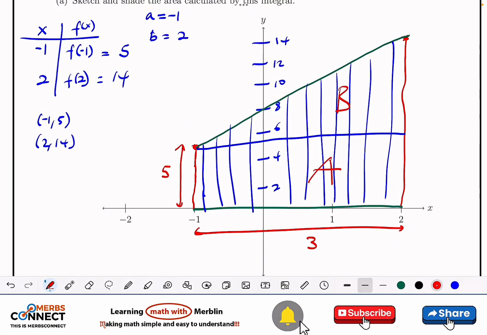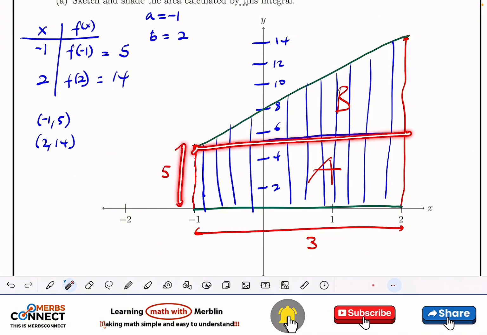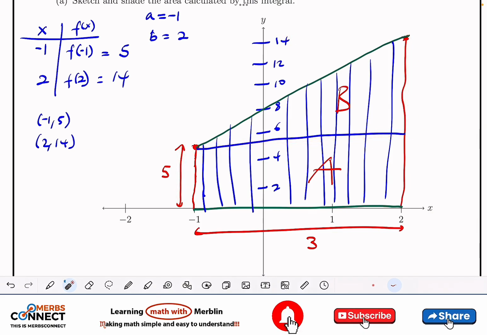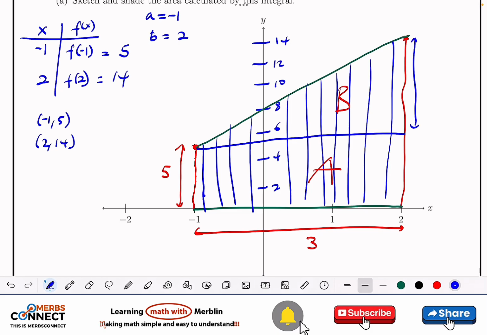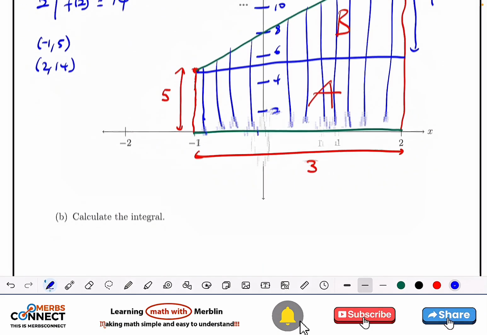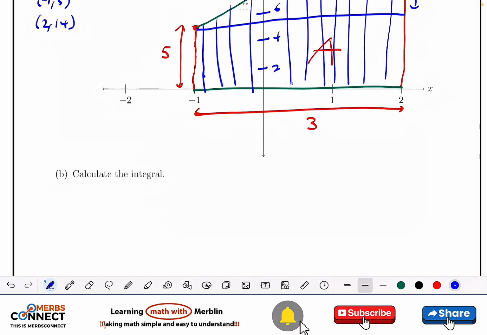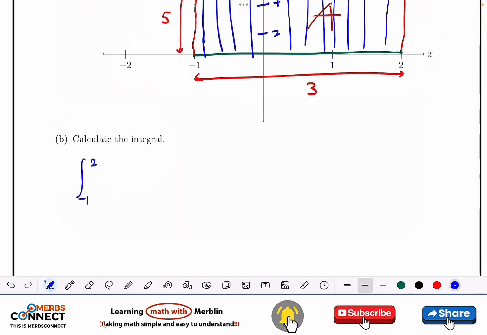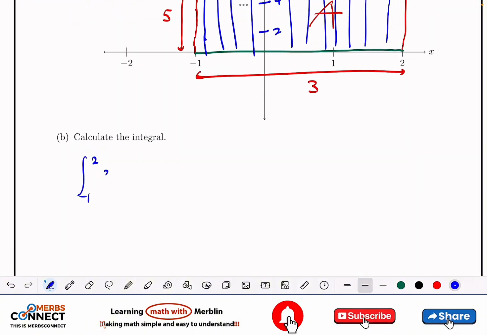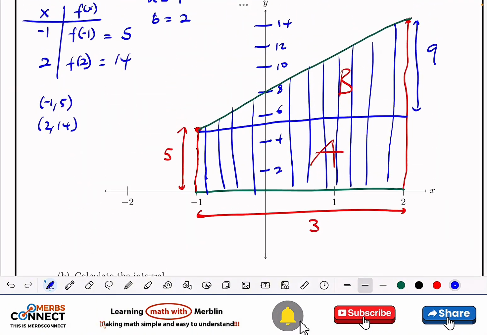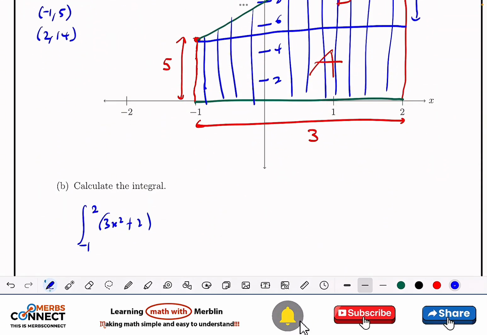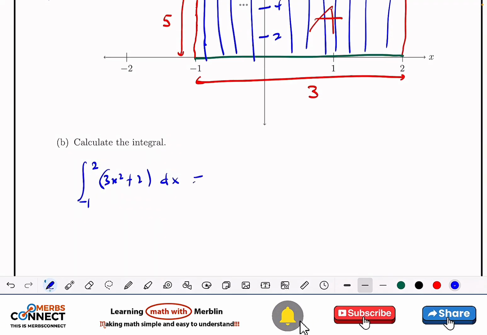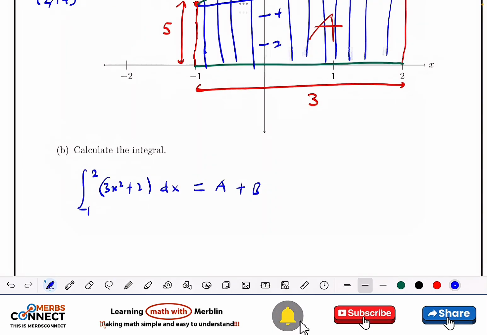And then you ask yourself, if from here to here is 5, then from here to here is going to be 14 minus 5, which is going to give us 9. So from this side to this side is going to give us 9. So if we want to do that, then the integration, let me write it down. From -1 to 2, 3x squared plus 2 dx. This is going to be area A plus area B.